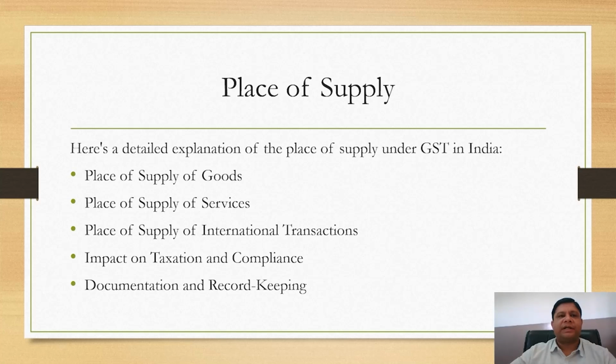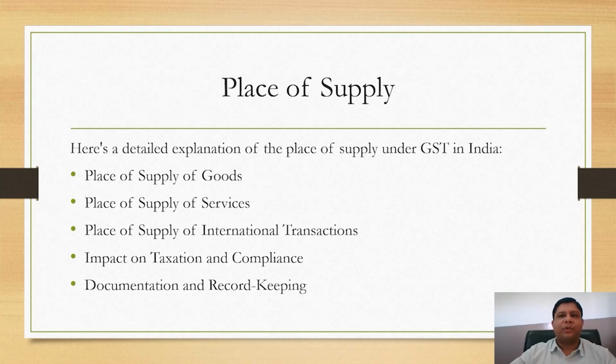Place of supply of international transactions. For international transactions involving goods or services, special provisions are provided to determine the place of supply. These rules ensure clarity and consistency in taxation for cross-border transactions. Some key provisions: in case of import of goods, the place of supply for imported goods is the location of the importer, that is the location where the goods are imported into India. In case of export of goods, the place of supply for exported goods is outside India.